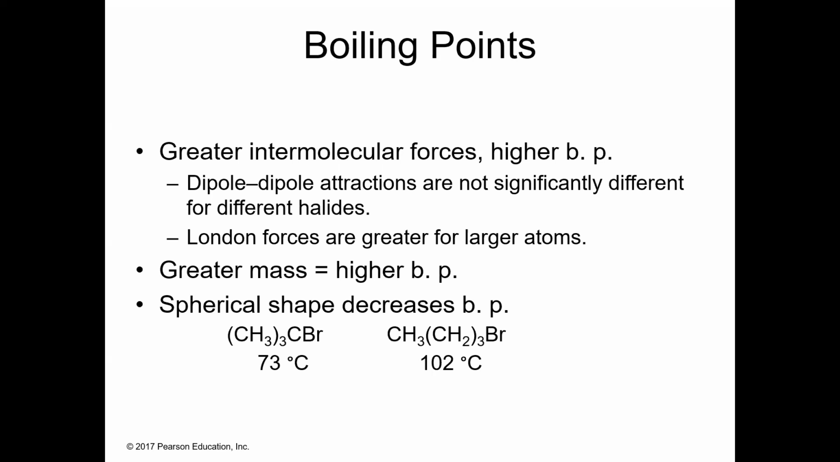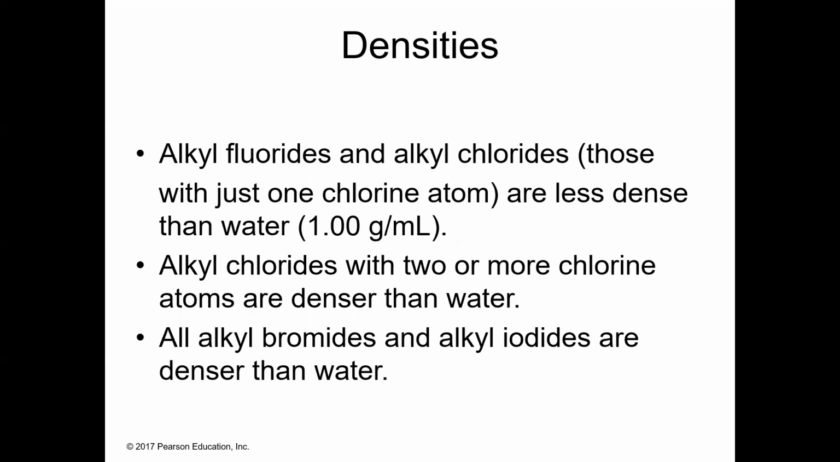Okay, we said earlier in the semester that branching contributes to a lower boiling point, and so a more spherical shape will decrease the boiling point. Okay, so here we have 2 compounds with the same molecular formula, tert-butyl bromide and n-butyl bromide. The straight chain alkyl bromide, you can see, has the higher boiling point.